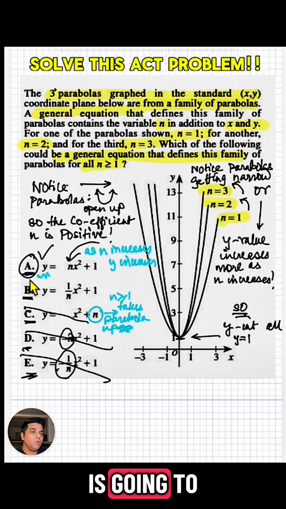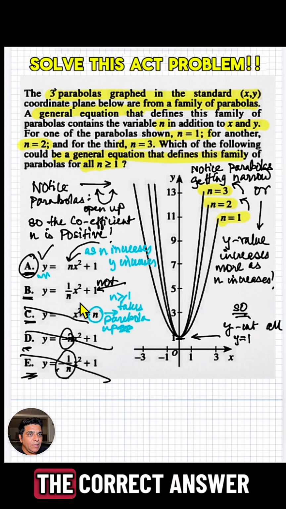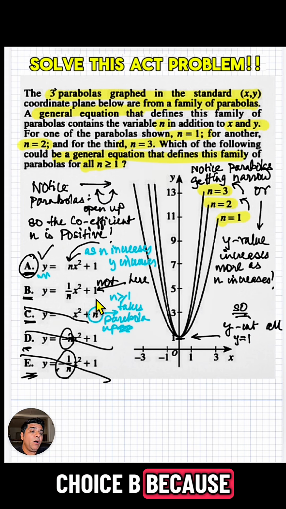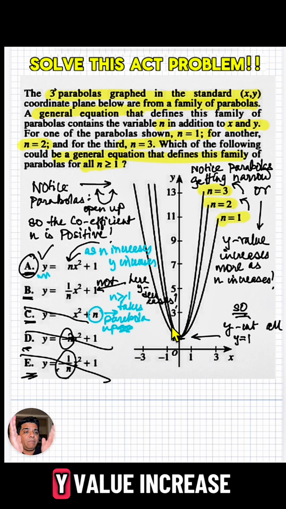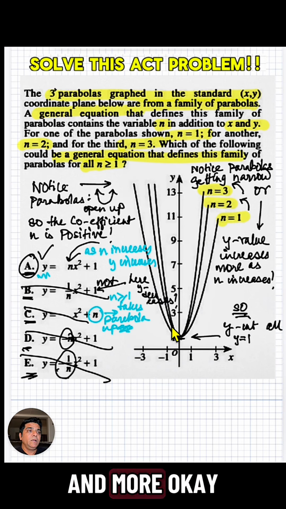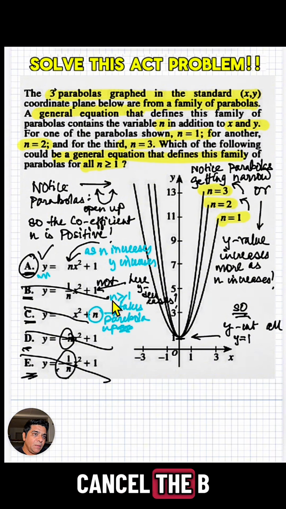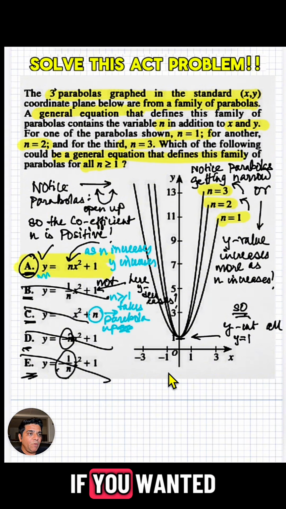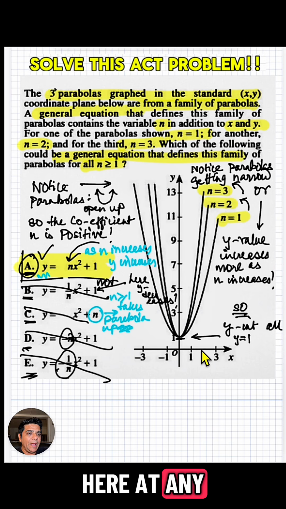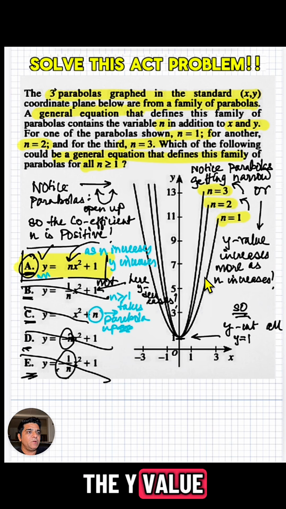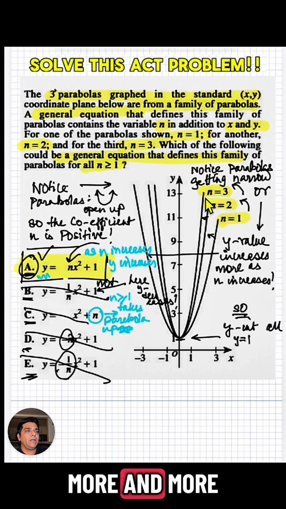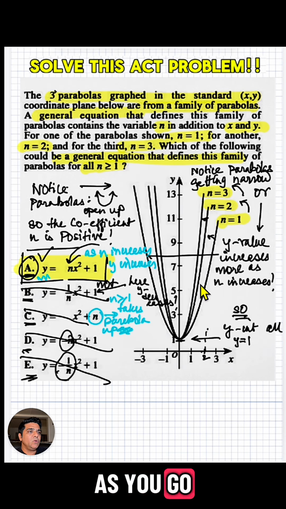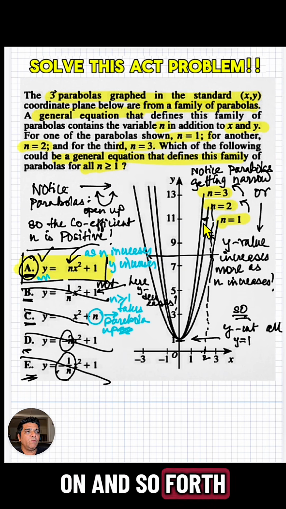So our choice is going to be choice A, the correct answer. This is not the correct answer, choice B, because the 1 over n, the fraction, is not going to make the y value increase more and more, okay? And so we cancel B and the right choice is A. If you wanted, you can quickly draw a line here at any of the x values and see how the y value correspondingly is increasing more and more as you go from n is 1, n is 2, and n is 3, and so on and so forth.